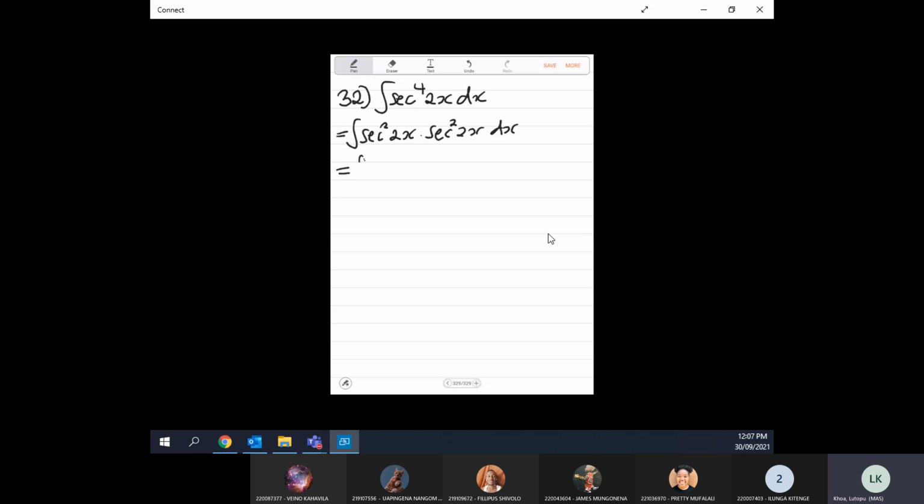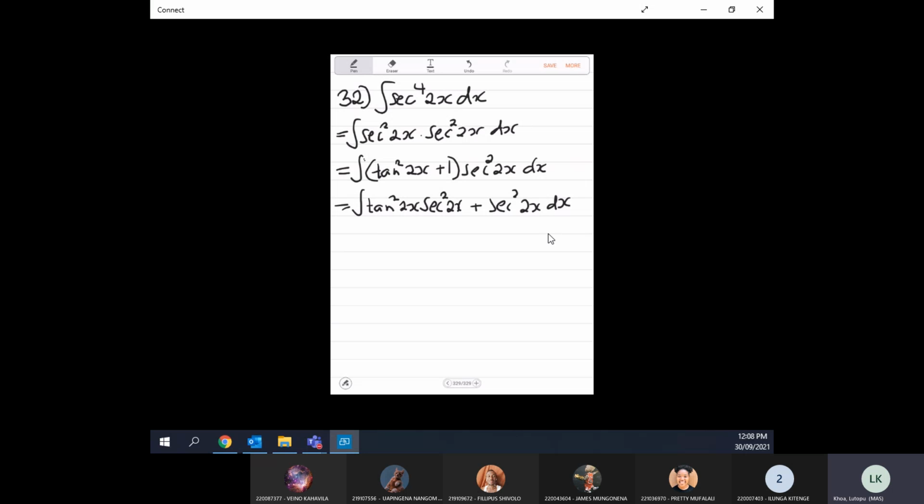So this is the integral of (tan squared of 2x plus 1) times sec squared of 2x dx. This is the integral of tan squared 2x sec squared 2x, and then we add sec squared 2x dx.